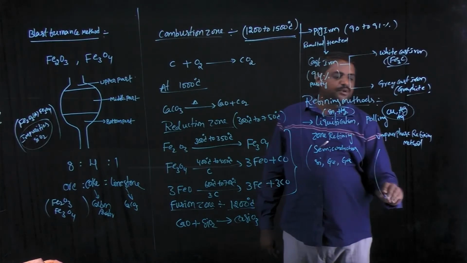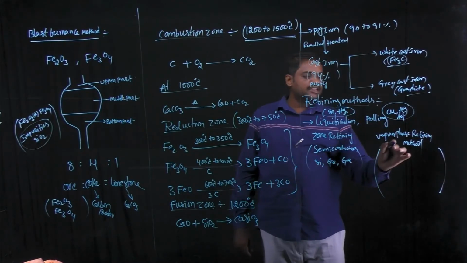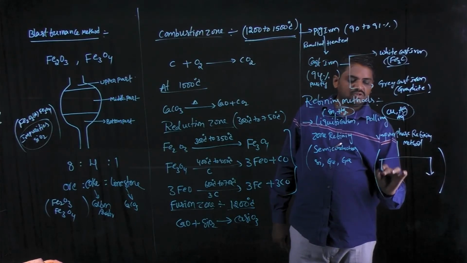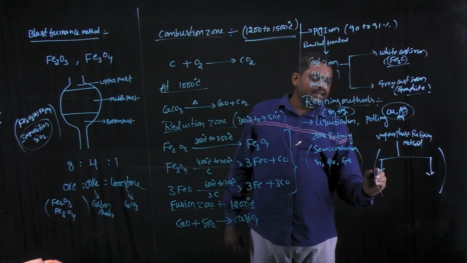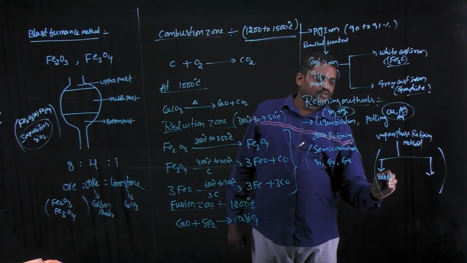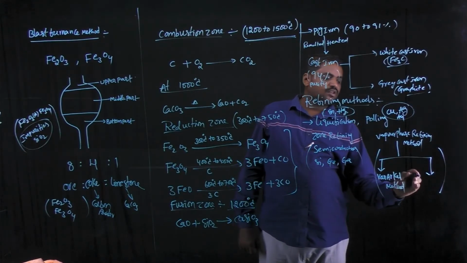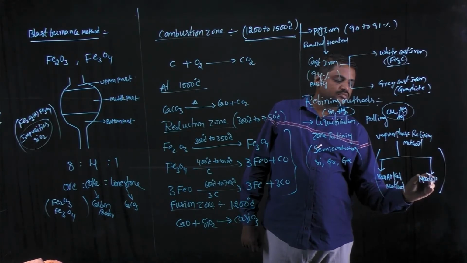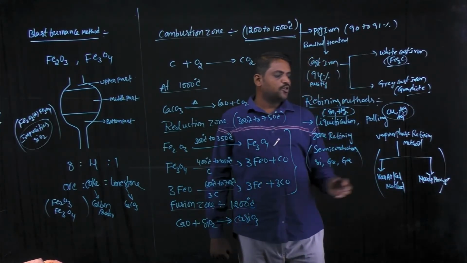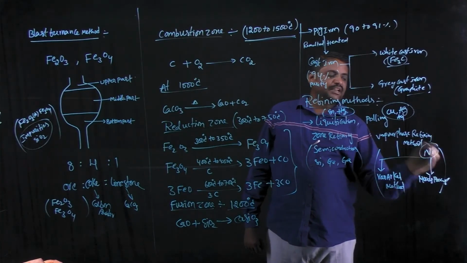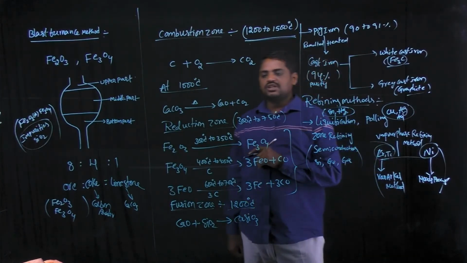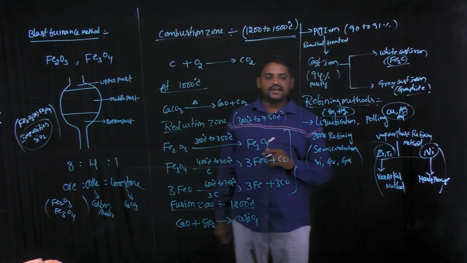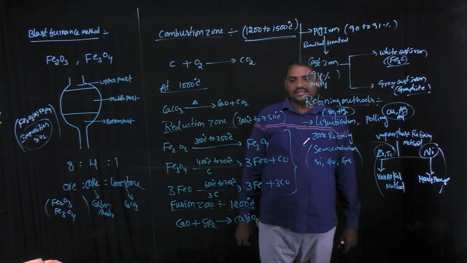And next one, vapor phase refining method. This vapor phase refining method is subdivided into two categories. First one, Van Arkel method, and second one, Mond process. In the Mond process, nickel metal is purified, and by the Van Arkel method, zirconium and titanium are purified. So these are the purification techniques.